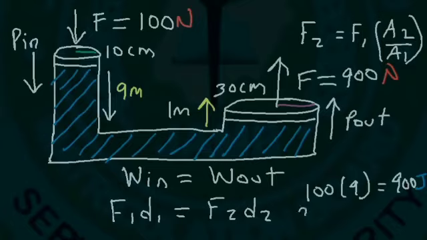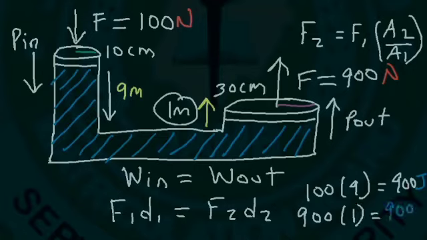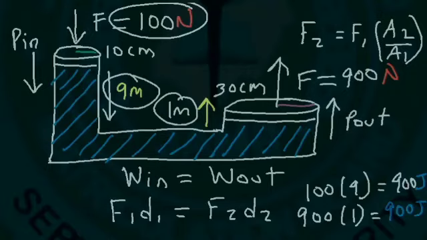The machine applies a force of 900 newtons, but it only moves a distance of 1 meter. So it exerts 900 joules of energy. So there's no gain in energy in this system. So we basically apply a small force over a longer distance, and we get a larger force applied over a shorter distance.